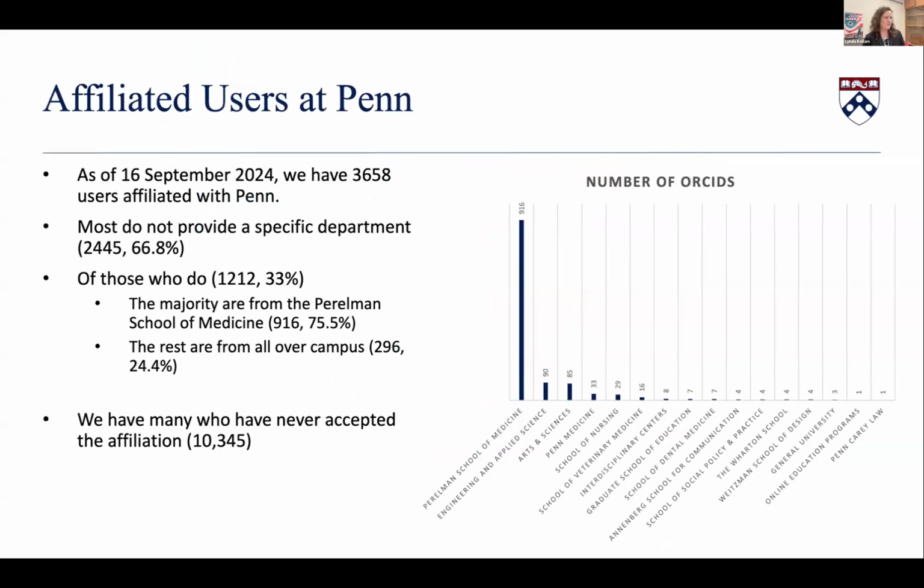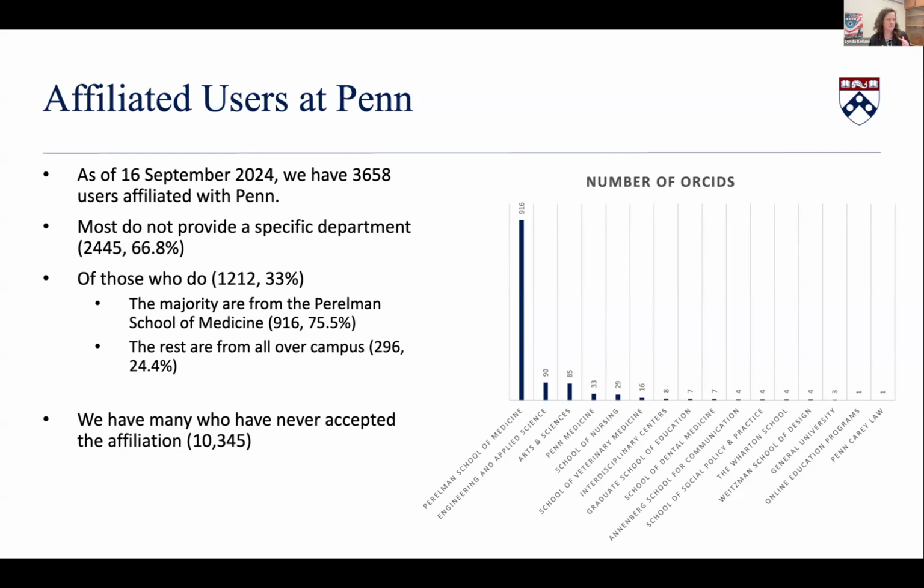So these are the stats for what we have. As of yesterday, we have 3,658 people who have affiliated ORCIDs with Penn. I wanted to look at who those were. Most don't provide a specific department, so that's about 60%. 67% do not provide a specific department. But of those who do, most are obviously from the Perelman School of Medicine. It's about 900 of those, 75% of them, and the rest are from all over campus.